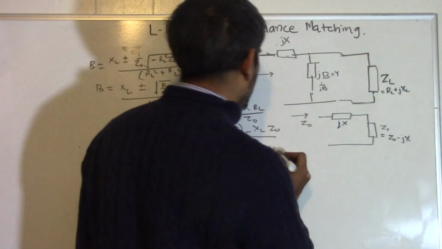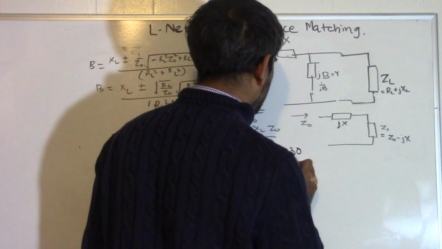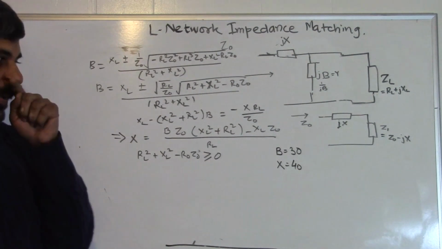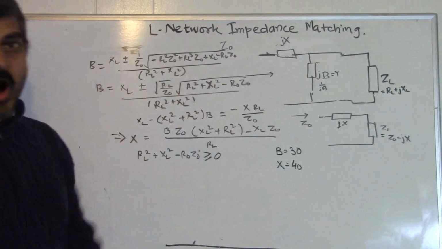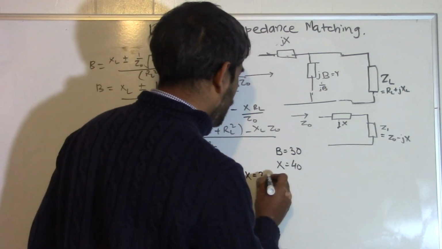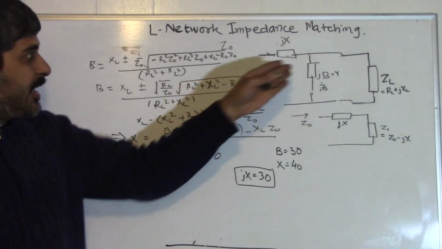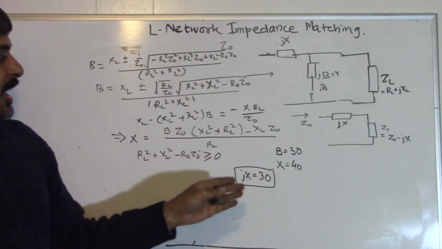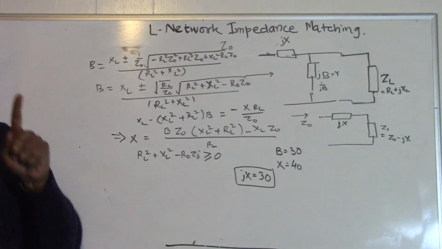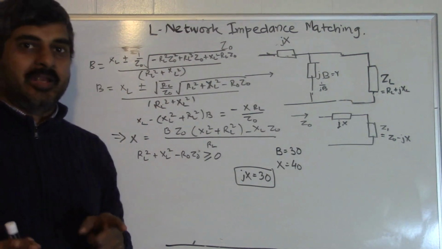So let's say we get the value of B as something like 30, and we get the value of X something like 40. B can be negative and B can be positive. So let us say we got the value of B as positive, which means J times of X must be 30. Finally, you will see that once you solve this equation, you will get two values of B. One could be positive and another will be negative.